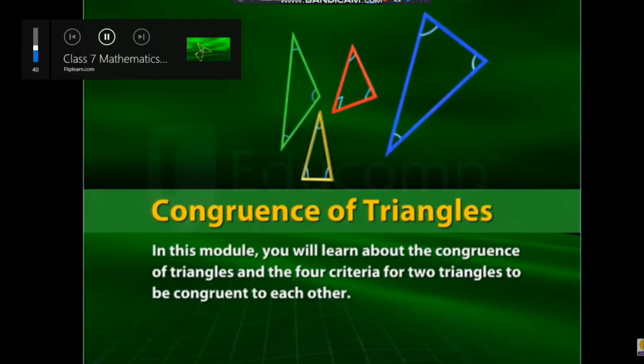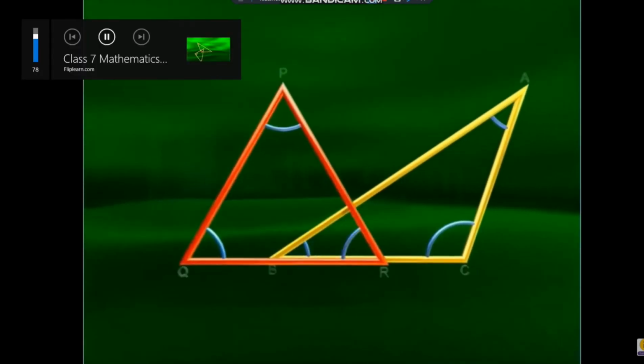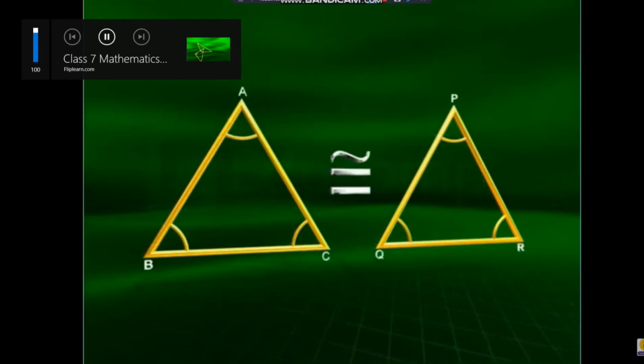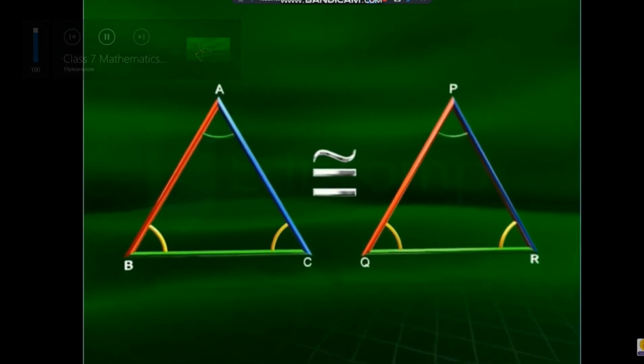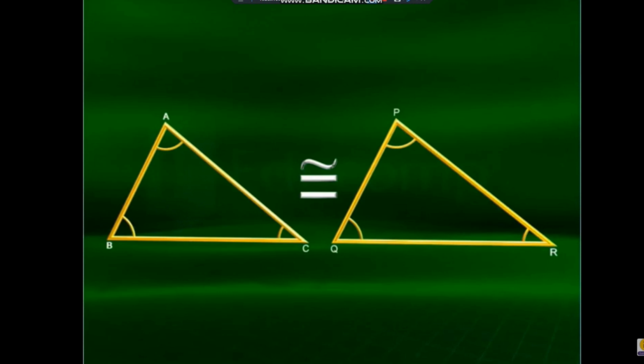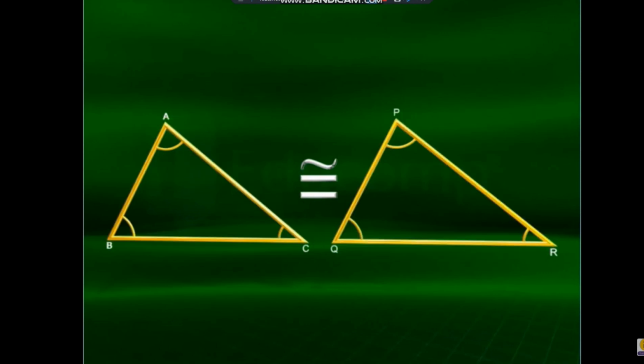In this module, you learn about congruence and the four criteria for two triangles to be congruent to each other. Two triangles are congruent when you can superimpose one triangle on top of the other. Two triangles are congruent when the corresponding sides and angles are equal. Note that for triangles to be congruent, the corresponding parts should be congruent. The corresponding line segments should be equal in length, and the corresponding angles should have equal measurements.